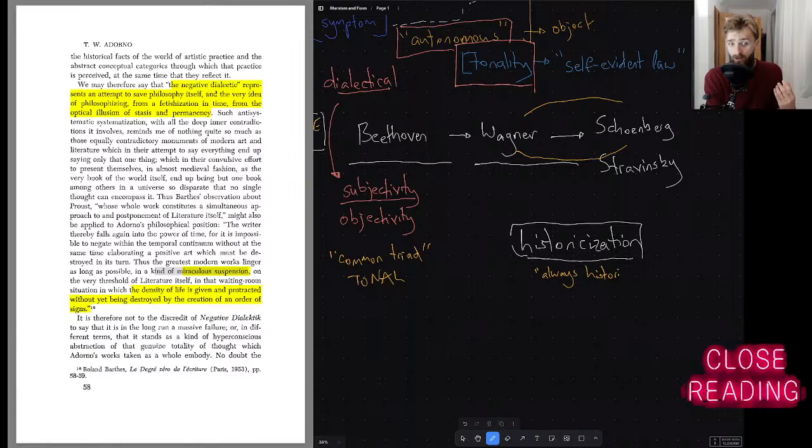statement, always historicize, as being directed at the idealists. Because it is always historicize, but it is not only historicize, right? It is not that historicization is the only thing that you need to do. It is always historicize, but one could, by the same token, say always philosophize. Always philosophize, always historicize.